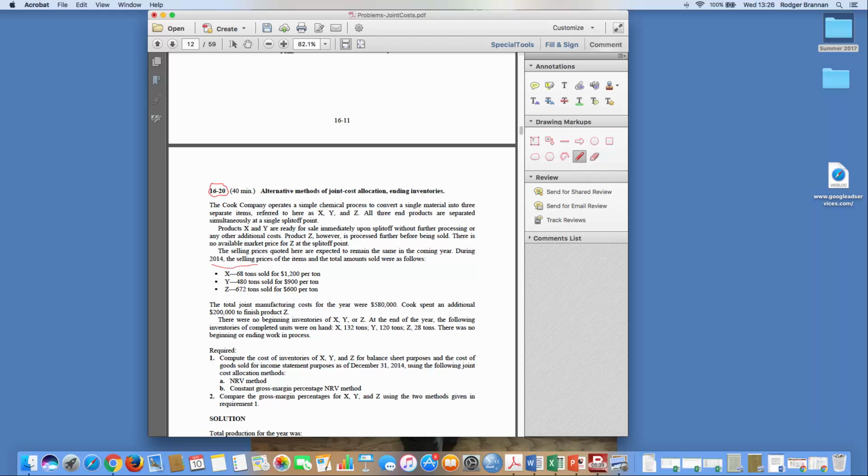But a couple of things. One, to be very clear about the quantities that you're dealing with. In this case, you have X, Y, and Z. That 68,000 were sold, okay, 400 were sold, 672 were sold.